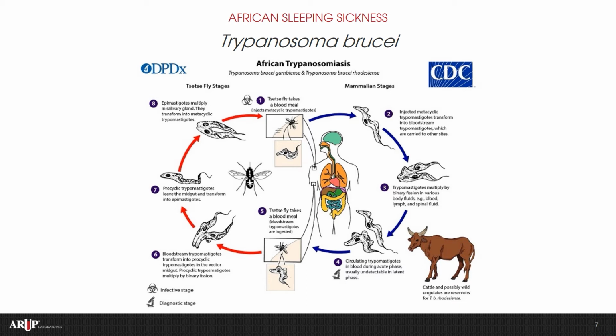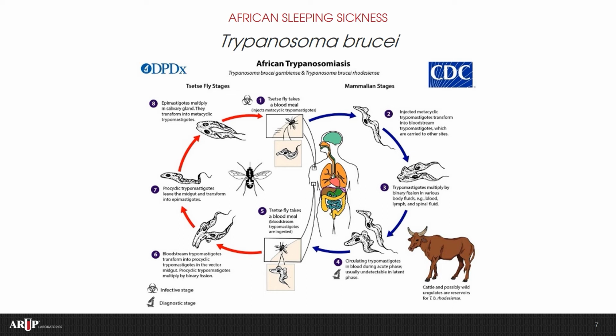During a blood meal, an infected tsetse fly injects metacyclic trypomastigotes into skin tissue. The parasites enter the lymphatic system and pass into the bloodstream. Inside the host, they transform into bloodstream trypomastigotes, which are carried to other sites throughout the body and reach other body fluids, including lymph and spinal fluid. The trypomastigotes replicate by binary fission.